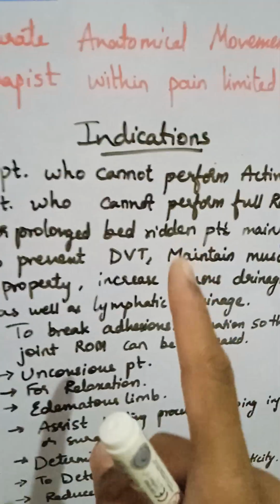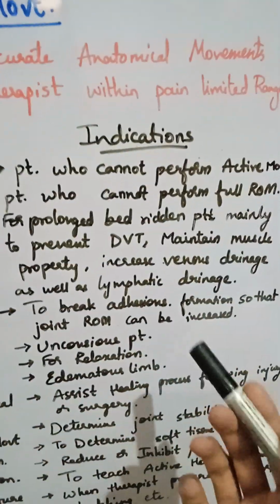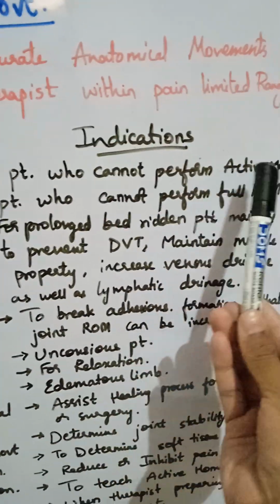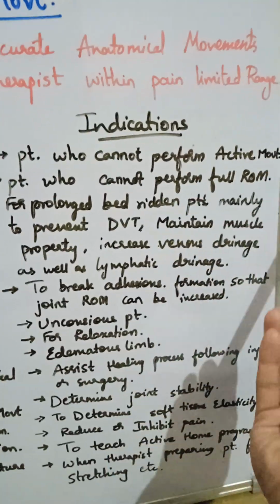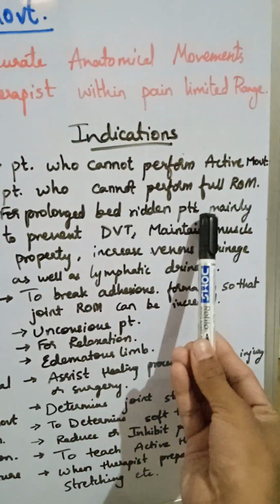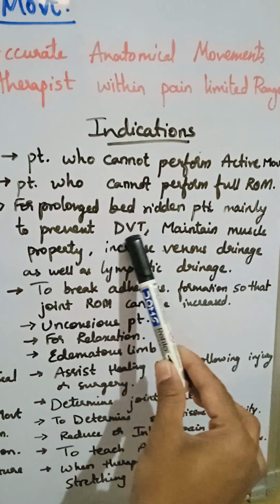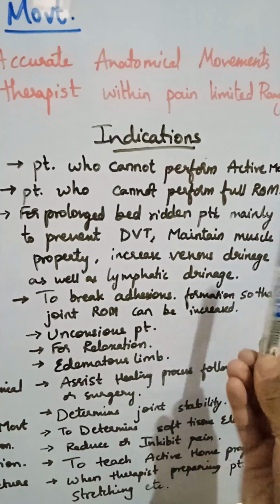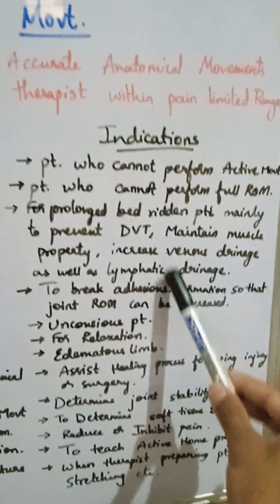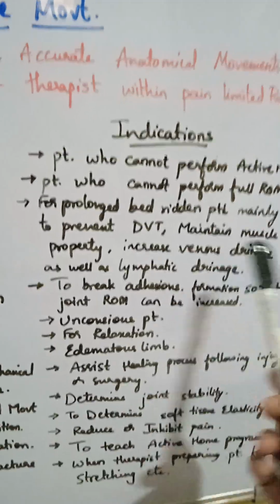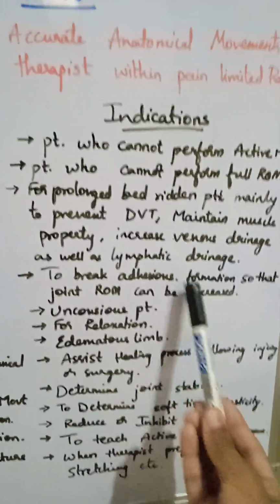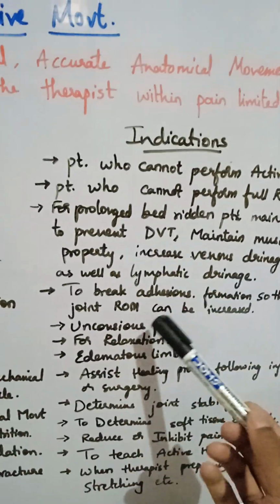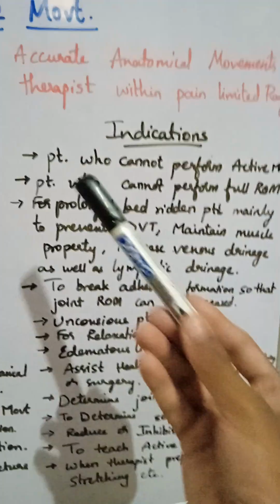Now we are going to see the indications of passive movements. The patient to whom we are doing these passive movements: a patient who cannot perform active movement, a patient who cannot perform the full range of movement, and a prolonged bedridden patient. We do passive movements so that we can prevent DVT, deep vein thrombosis, maintain the muscle property, and increase venous return, venous drainage and lymphatic drainage. These both will ensure prevention of edema. Passive movements also break adhesion formation so that the joint ROM can be increased.